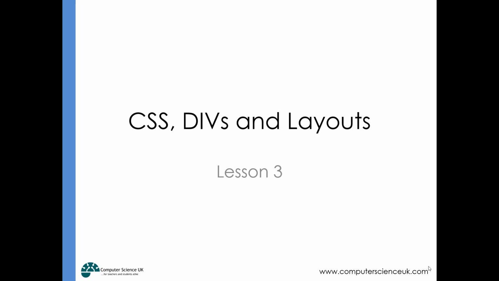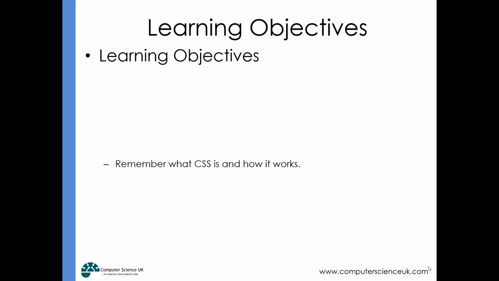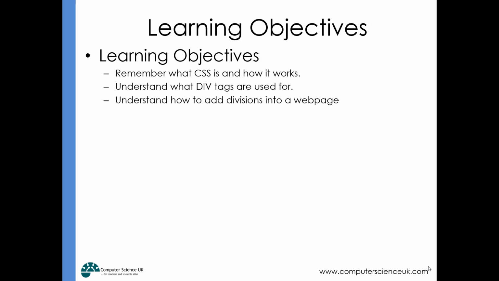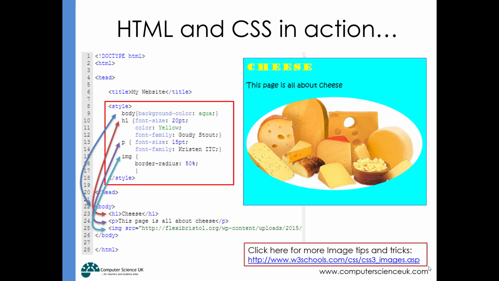This is the third lesson in the HTML and CSS unit of work. Over the next few moments we'll have a look at remembering what CSS is and how it works. We're going to understand what a div tag is and what they're used for, how to add divisions to a web page, and then how we can apply different CSS code to these different divisions.